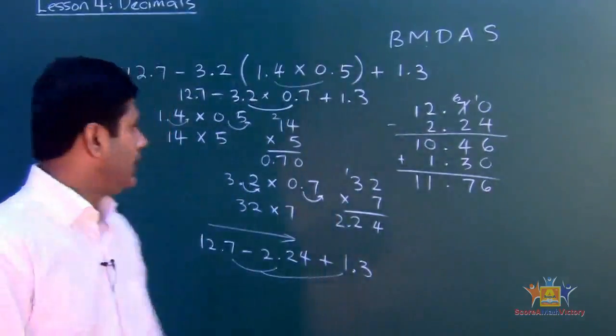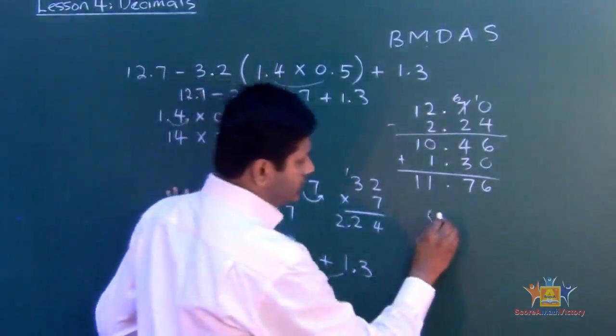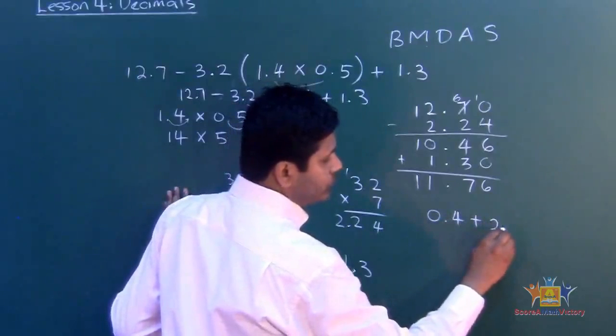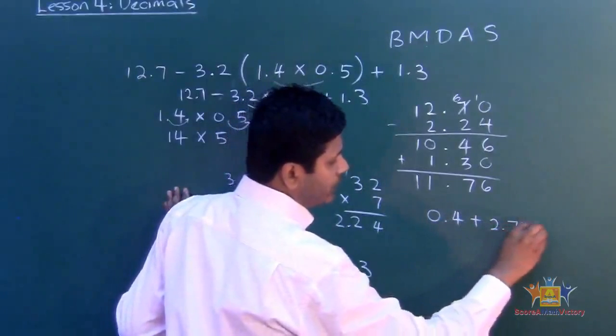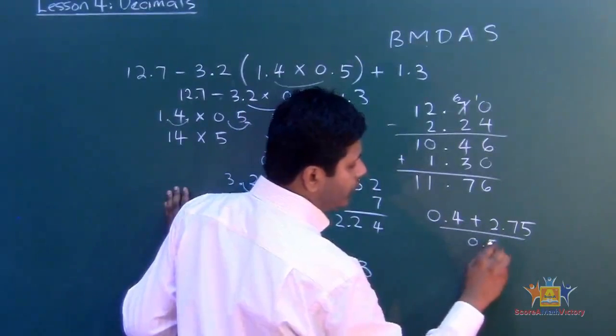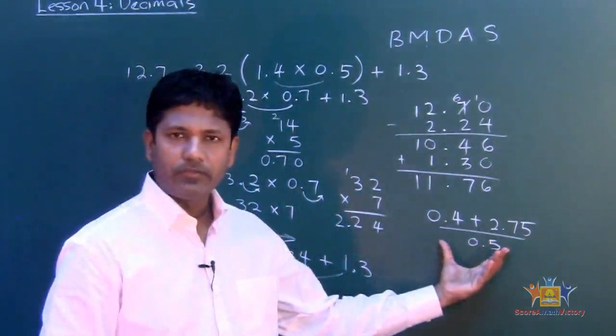11.76. Alright? Now let's say, for example, I were to give you a problem like this: 0.4 plus 2.75. Okay, and then I'm going to divide that by 0.5. Look at this. When you have something like this, how do I do this?